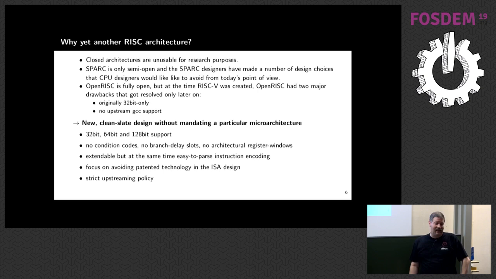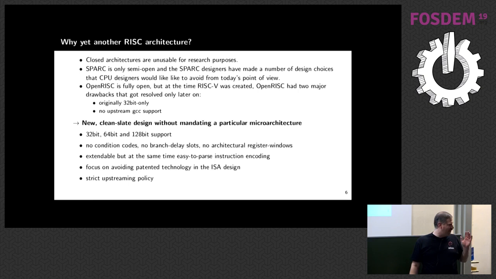RISC-V has been designed to avoid some of the decisions that older architectures have had. It's designed to be easily parsable, to be easily implementable, and to be extendable at the same time. We'll get to the extensions in a few minutes. One thing that's important is that RISC-V follows a strict upstream policy, so all toolchain stuff is handled in upstream. So we don't want 5,000 forks of binutils, compilers, whatever. We want to have everything standard in upstream.